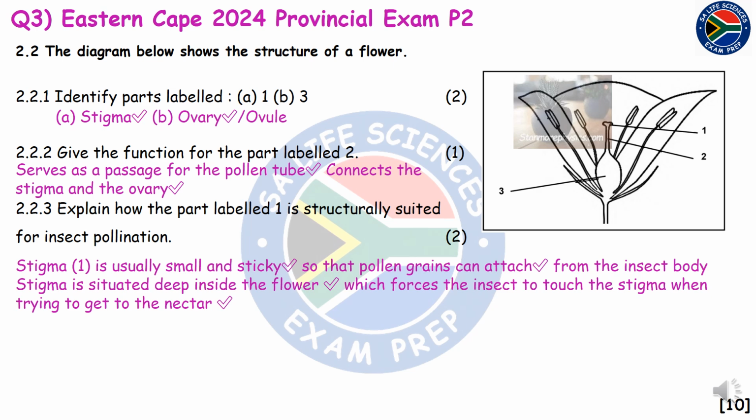So first of all, the stigma is usually small and sticky. Because the stigma is sticky, this means that the pollen grains can easily attach from the insect body. The stigma is also situated deep inside the flower. This forces the insect to actually touch the stigma when they are trying to get the nectar. So those are the main structural traits of the stigma. It is small and sticky, so that pollen grains attach, and it is situated deep inside the flower.